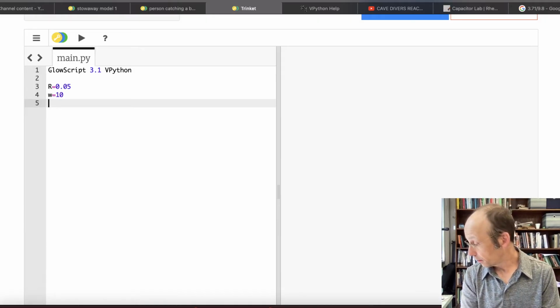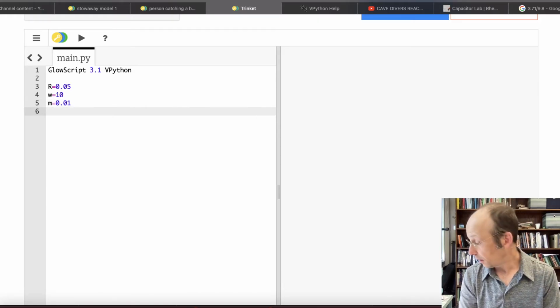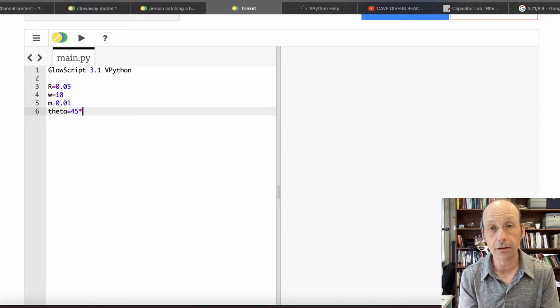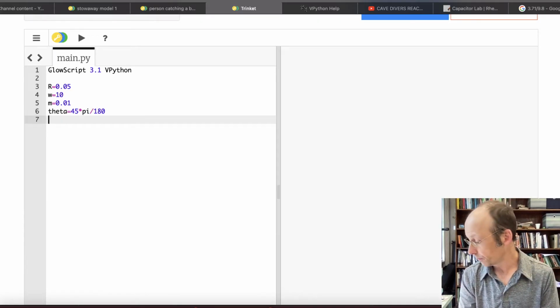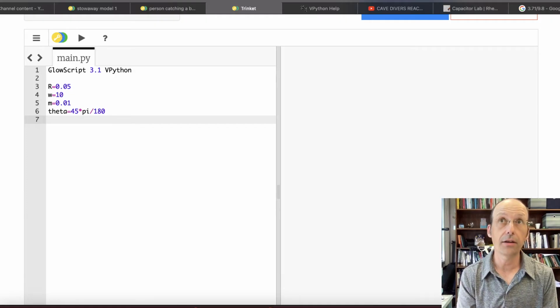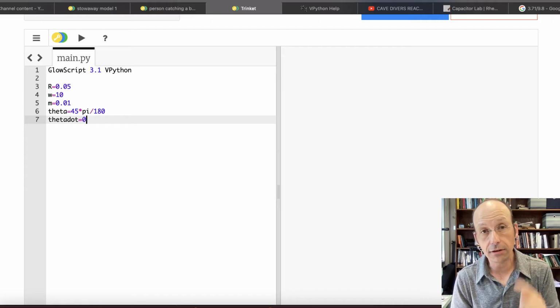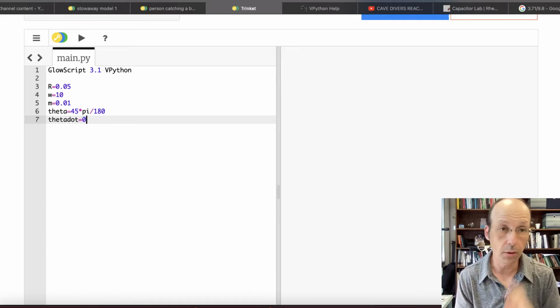m equals 0.01. I didn't even use that. Theta is going to be 45. Python's going to use radians, so I'm going to convert this to radians: 45 times pi divided by 180. Now it's in radians. There is another way to convert it, but don't worry about that. Theta dot, let's call it theta dot, equals 0. When you're writing variable names in Python, case does matter, and you have to spell it the same way each time, but you can call it whatever you want.